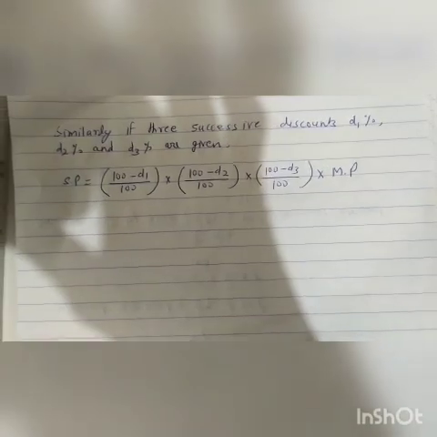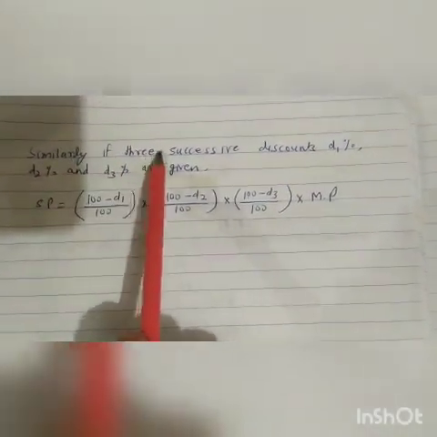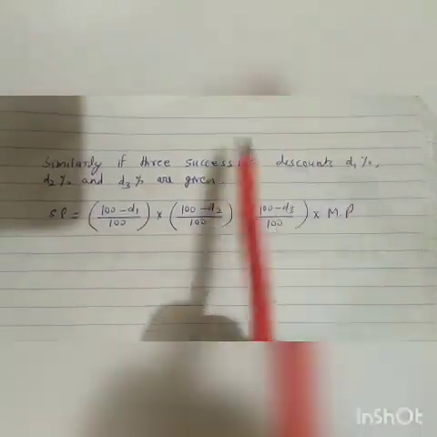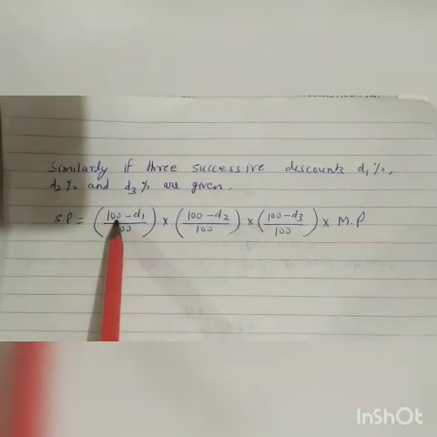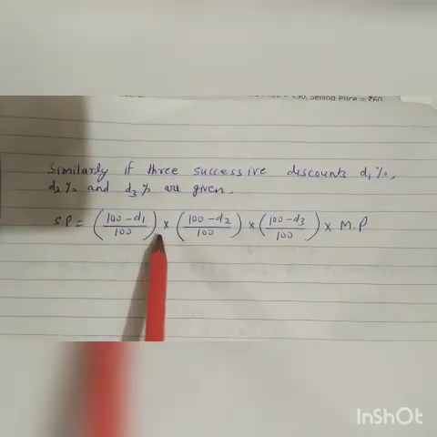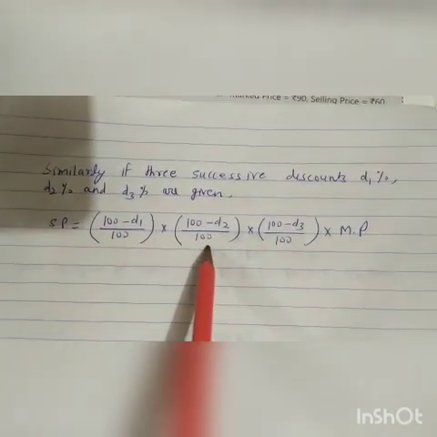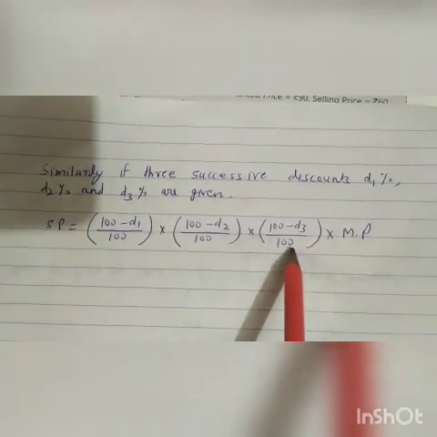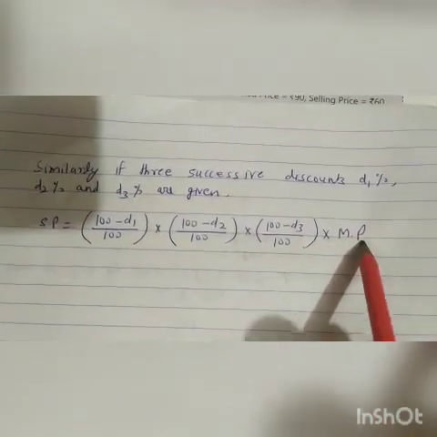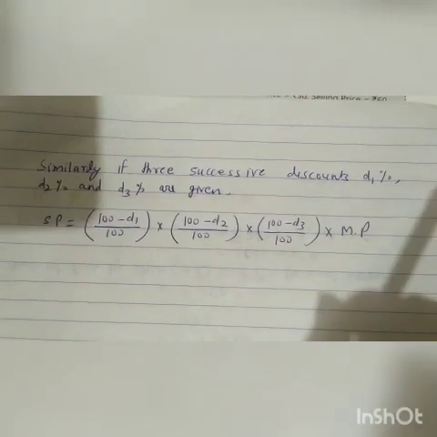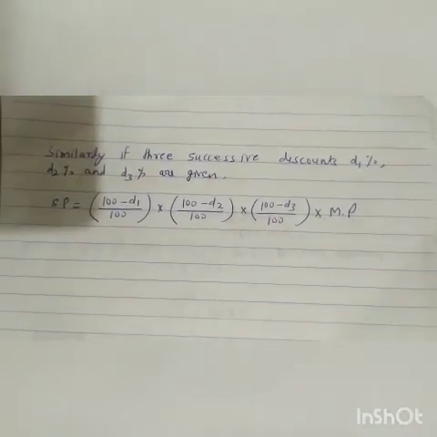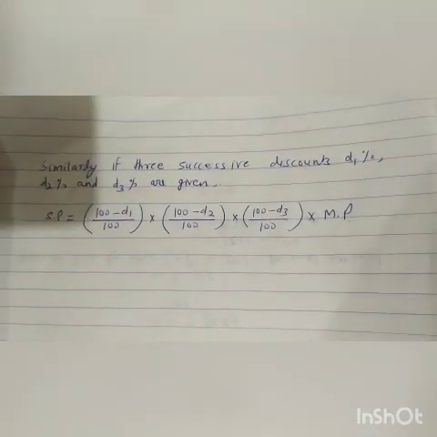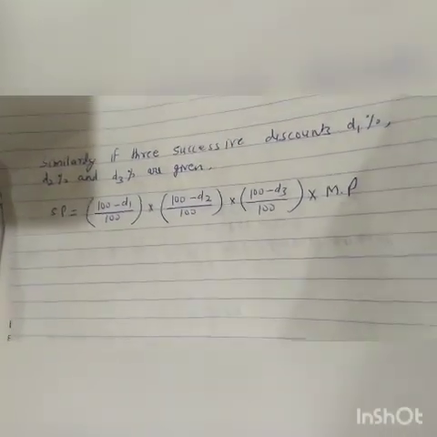Similarly, if three successive discounts D1, D2 and D3 are given, then selling price is equal to (100 minus D1) upon 100 into (100 minus D2) upon 100 into (100 minus D3) upon 100 into mark price. I think all this exercise would be clear to you. Now come to next.